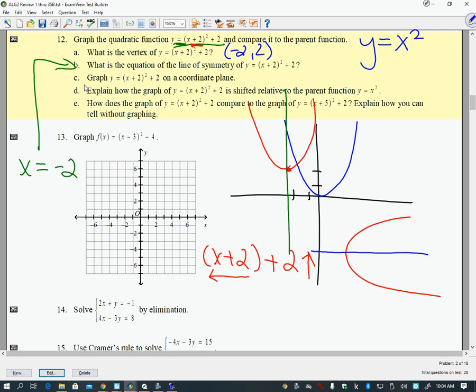I think that's all I would have to say. I don't know what the answer key says. Can someone tell me what the answer key says on part E of question 12? It's shifted 3 more to the left. The graph is shifted 3 units to the left of the graph. Okay. Explain how you can tell without graphing. We can tell because of x plus 5, and we understand that plus means to the left.